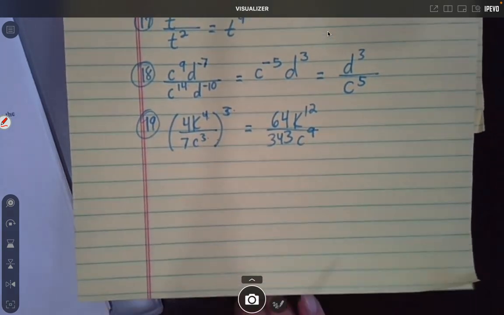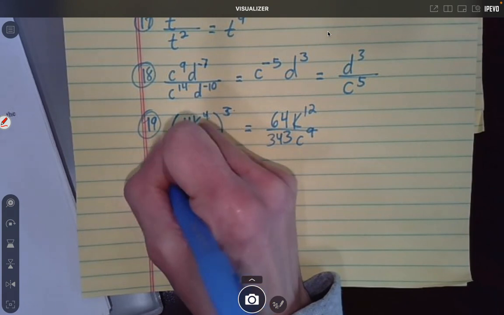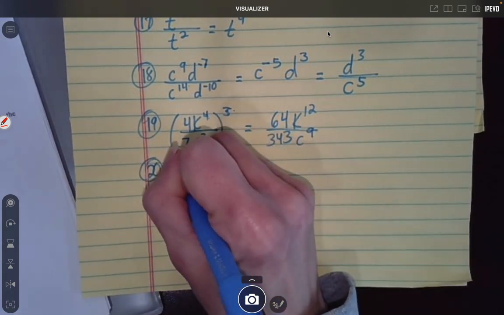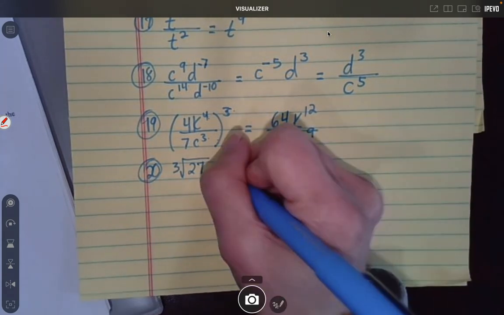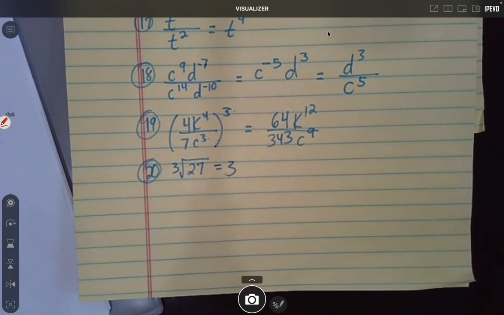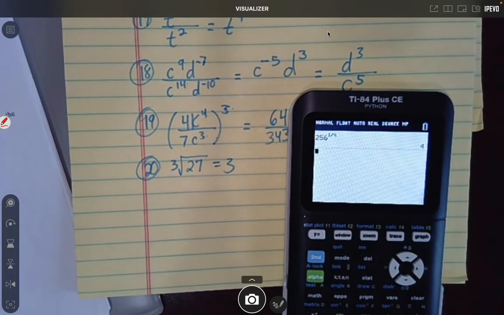Number 20. And y'all stop me if you have a question. The best way to do this one, well, does anybody know the cube root of 27? What is it? 3. Yeah. Some of you might just know what it is. 3 times 3 times 3. So it's 3. But if you don't, you can just type it in your calculator.